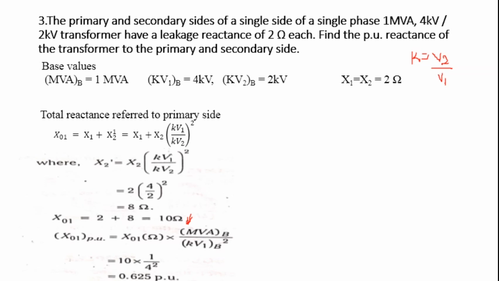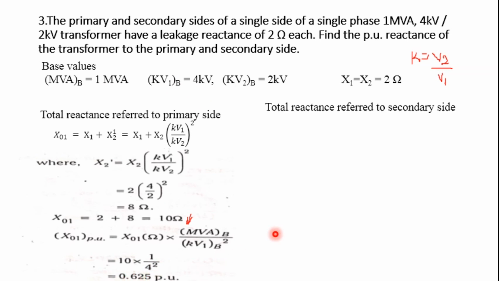Okay, it is x01, in terms of ohm, but we have to calculate in terms of per unit. We know that x01 per unit is equal to x01 ohm into MVA base divided by kV base square. But you have to be very careful here. It is subjected to the V1. What does V1 stand for? The primary voltage. Okay, kV1 base square. So what is the MVA base? We are considering it is 1. What is the kV base? It is 4. 1 by 4 square, we will get 0.625 per unit value.